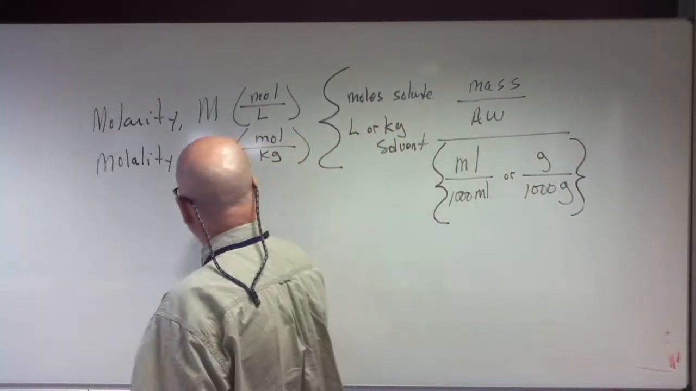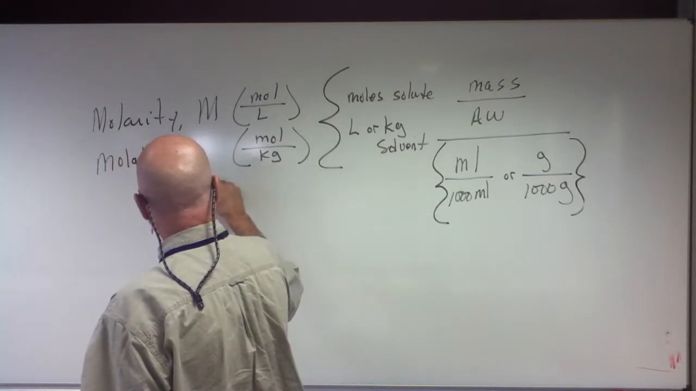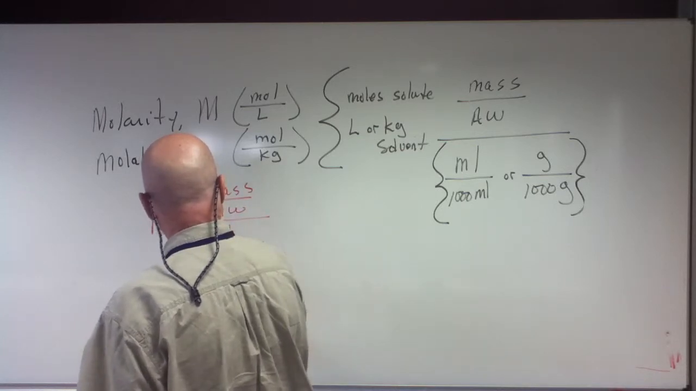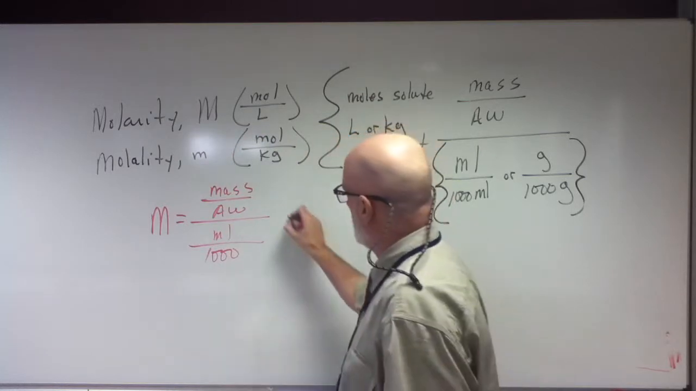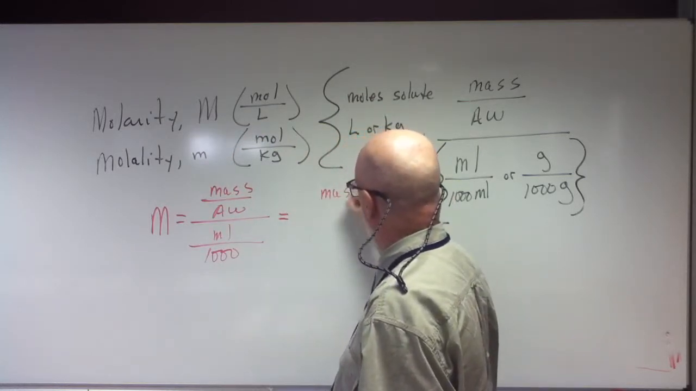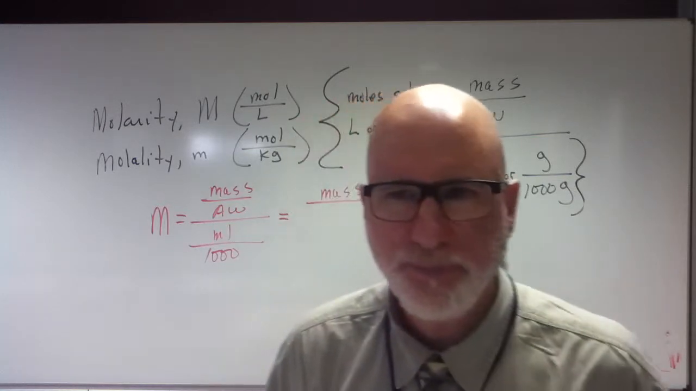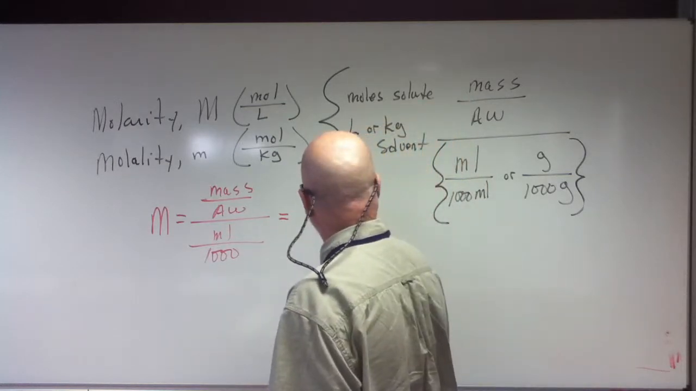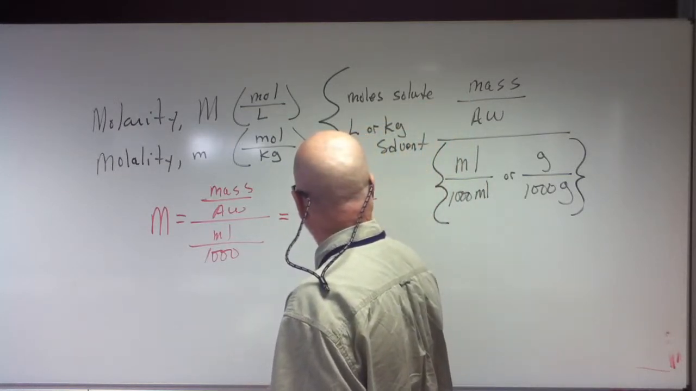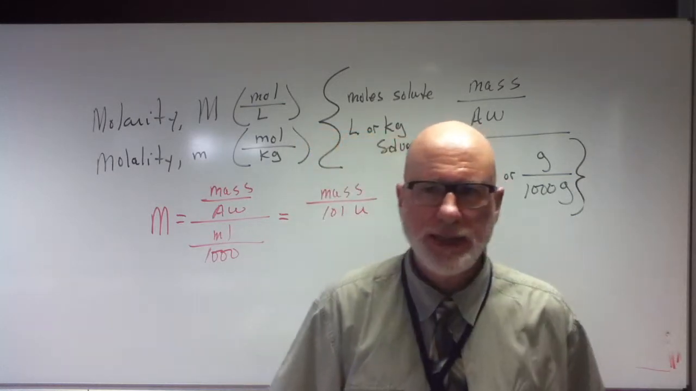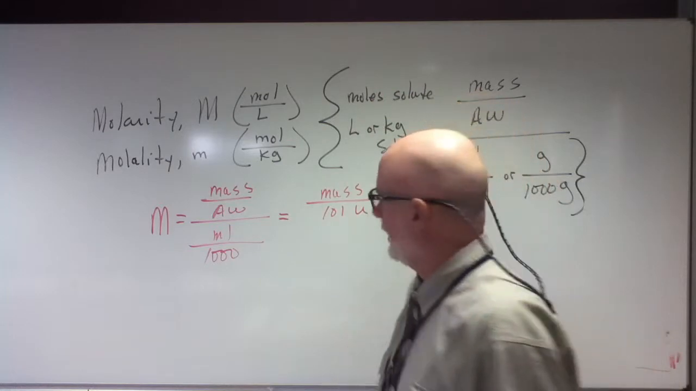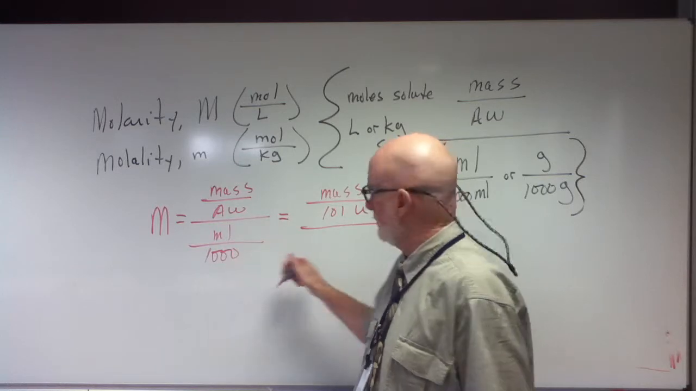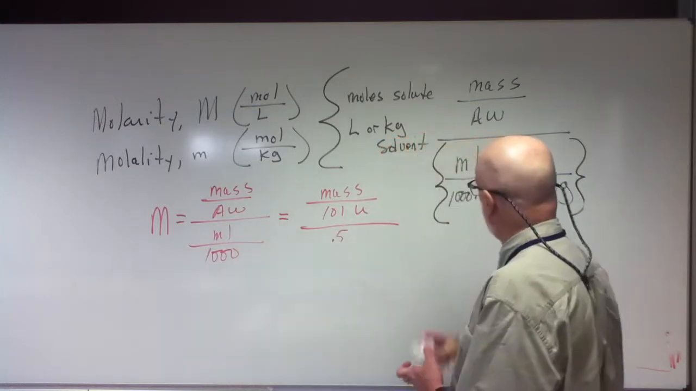So, I know that molarity equals mass over atomic weight equals milliliters over 1,000. So we want to know the mass over, what's the atomic weight of potassium nitrate? 101. And what are the unit labels for that? Atomic mass units, or just a u is fine. And that's over, what's 500 divided by 1,000? 0.5.